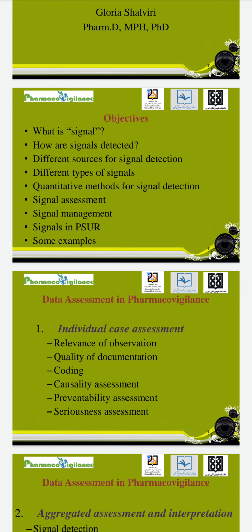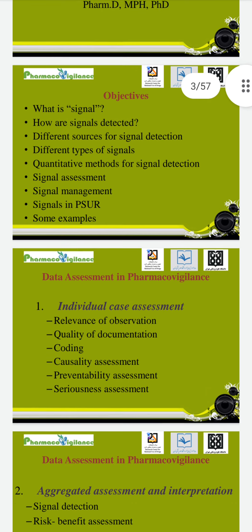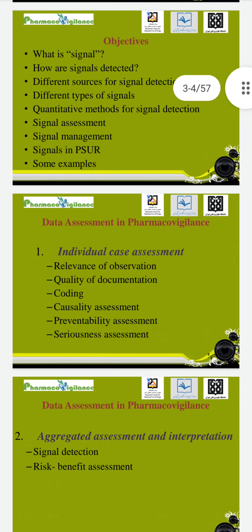Data assessment in pharmacovigilance. Individual case assessment: relevance of observation, quality of documentation, coding, causality assessment, preventability assessment and seriousness assessment. For individual case assessment, we explained the causality assessment in the other video. We explained the preventability assessment in the other video. And now we want to go through the others.